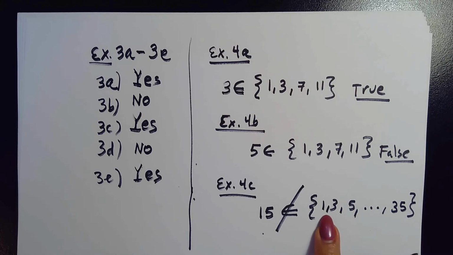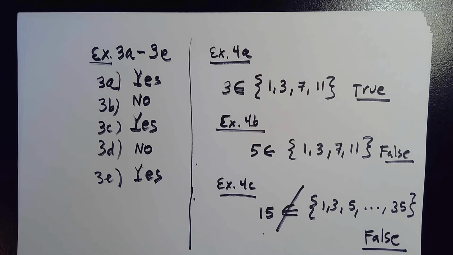You can see that this is the set of all the odd numbers. So you'll have 1, 3, 5, 7, 9, 11, 13, 15, 17, 19, 21, 23. So 15 will be part of this set. So this statement says that 15 is not an element of the set, but we know that it is an element of the set. Therefore, this is false. And then you can do 4D and follow the same logic for 4D.